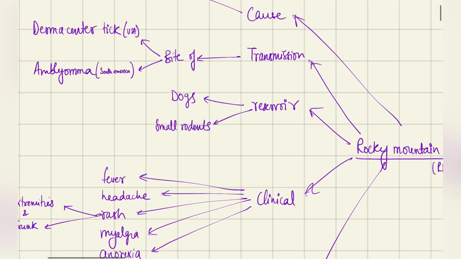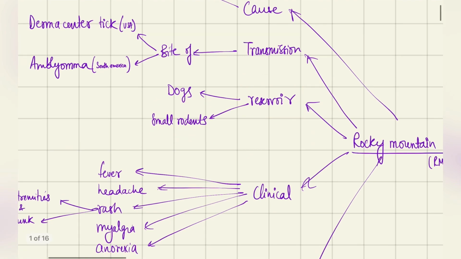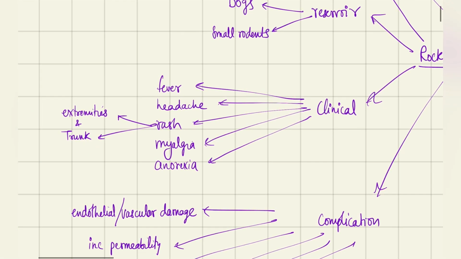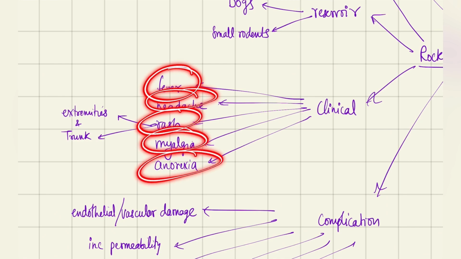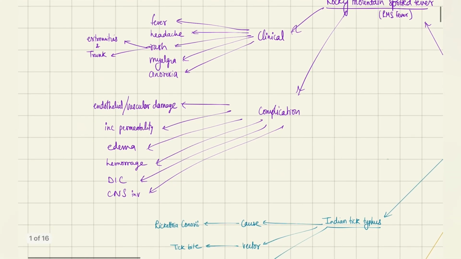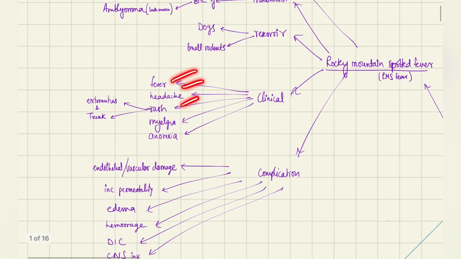What is the reservoir? Again, similarly smaller rodents or dogs. Coming to the clinical manifestations, similar manifestations again: fever, headache, rash, myalgia, anorexia. Rash again on the extremities and trunk. Okay, it's all very similar. You can make these things up. So clinically: fever, headache, rash, myalgia, anorexia.